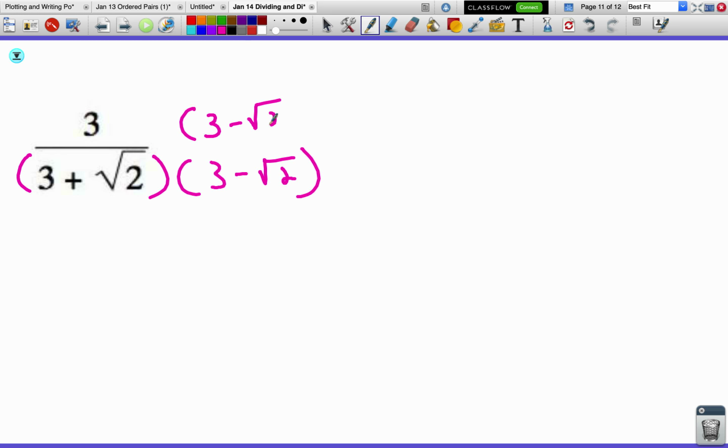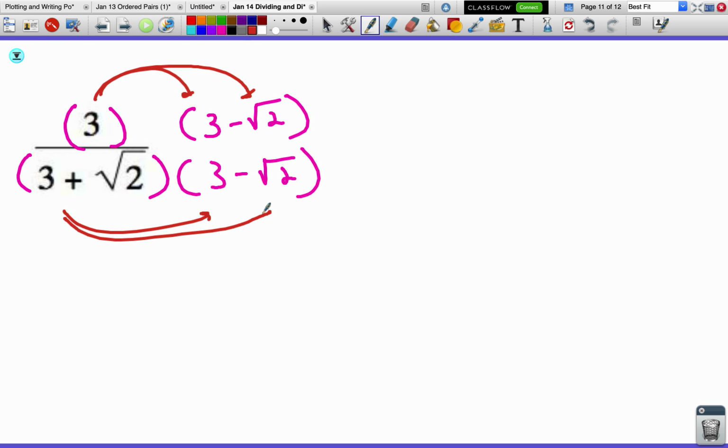So I have to also multiply the top by 3 minus root 2. I like putting parentheses around both the top and the bottom. And now I'm going to distribute across the top and FOIL the bottom. So first, outside, inside, last. And let's see what I get. I get 9 minus 3 root 2 on the top, all over. So first I get a 9.